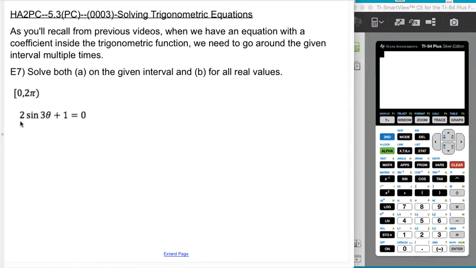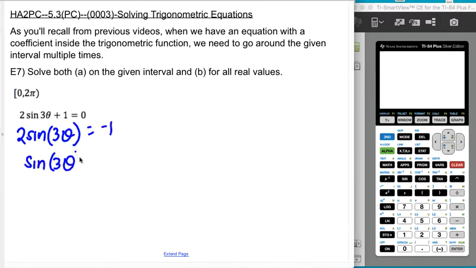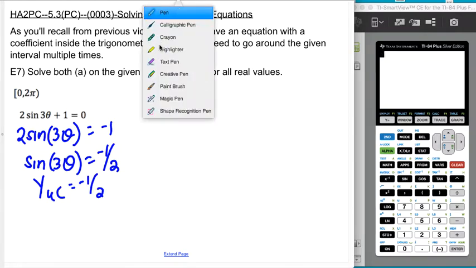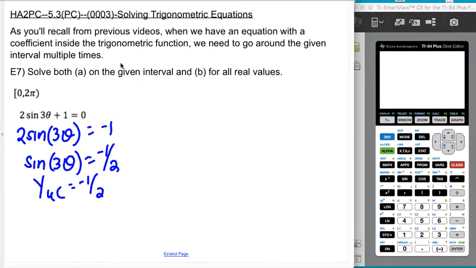Okay, so here we have 2 sine 3 theta plus 1 equals 0. So the first thing we're going to do is solve down to the trig function again, right? So we're going to use SADMAP. So we're going to get 2 sine of 3 theta equals negative 1. We're going to get sine of 3 theta equals negative 1/2. Cool. Okay, so this is saying that the y on the unit circle is a negative 1/2, but because of this 3 on the inside, I'm going to go around this interval 3 times, okay?